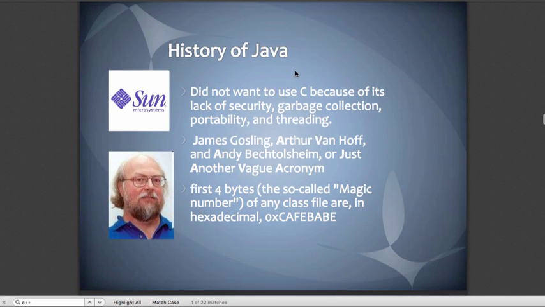In our history of Java, we learned that James Gosling, pictured here, was the creator of the Sun Microsystems Java programming language. Sun Microsystems was bought out by Oracle, and that's why when you go and set up your JDK or your Java documents, they are on the Oracle website.